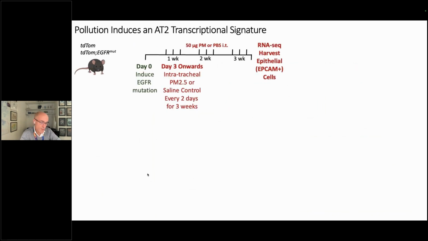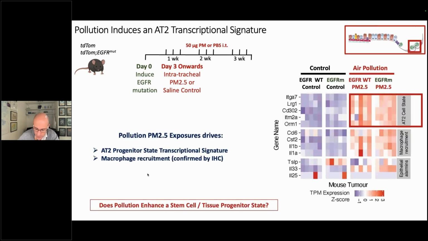And so we wanted to see whether these AT2 cells were mobilized after air pollution exposure. And to do this, we rely on a specific technique called RNA-seq, which quantifies the genes that are turned on following air pollution exposure. And what we see are 2 gene programs. One is this alveolar type 2 cell state shown here, but the other is this macrophage program, which I'll come back to in a minute.